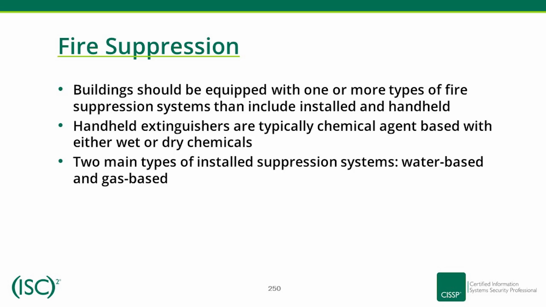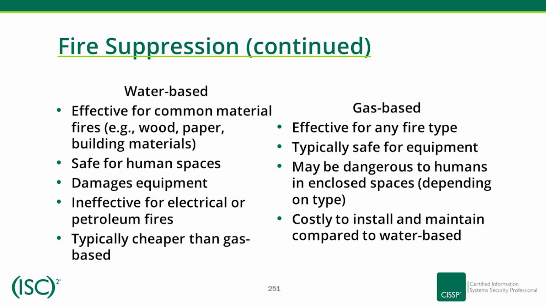Fire suppression. Buildings should be equipped with one or more types of fire suppression systems that include installed and handheld. Handheld extinguishers are typically chemical agent-based with either wet or dry chemicals. Two main types of installed suppression systems: water-based and gas-based. Water-based: effective for common material fires, for example, wood, paper, building materials; safe for human spaces. Damages equipment. Ineffective for electrical or petroleum fires.